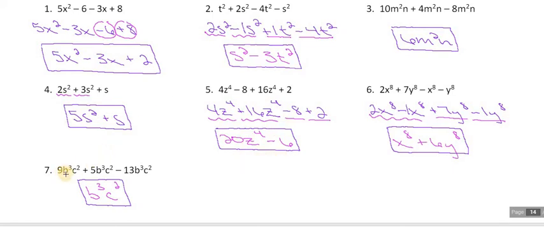And in number 7, 9b cubed c squared plus 5b cubed c squared minus 13b cubed c squared. All three of these terms were like terms because they are all b cubed c squareds. When we add the coefficients, 9 plus 5 is 14, minus 13 is 1. So we have an invisible 1 b cubed c to the second.